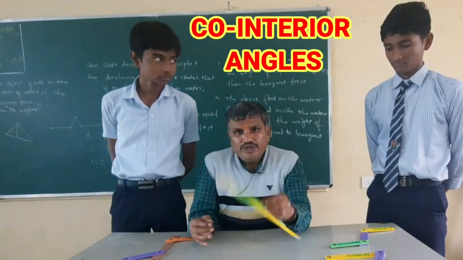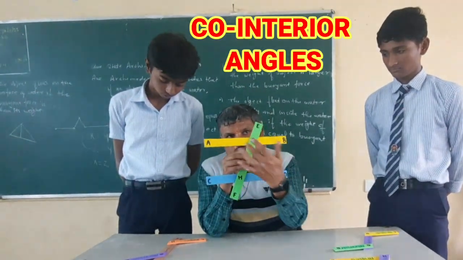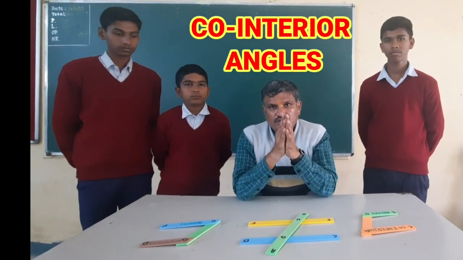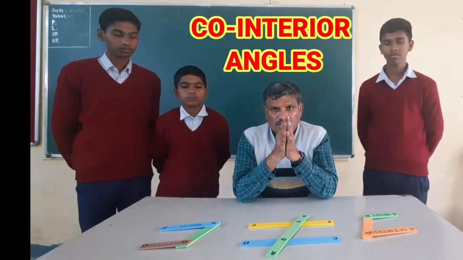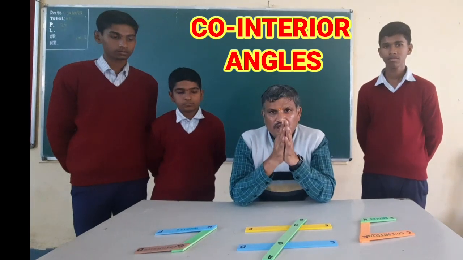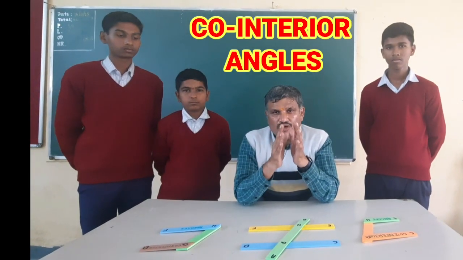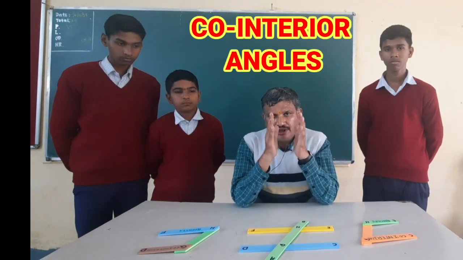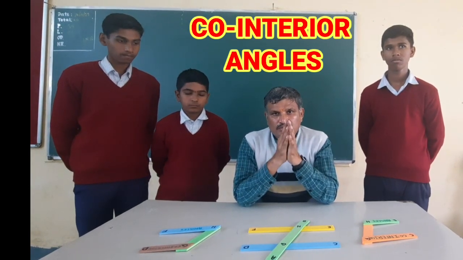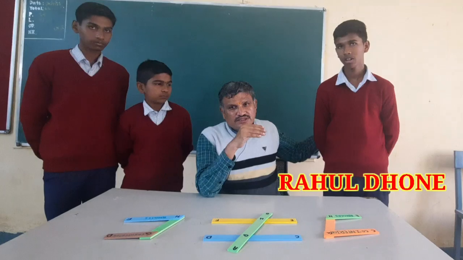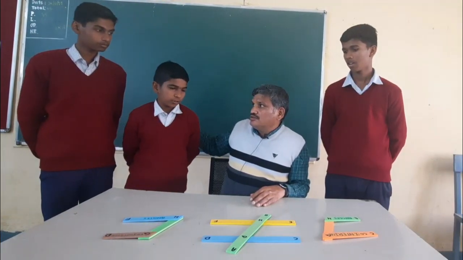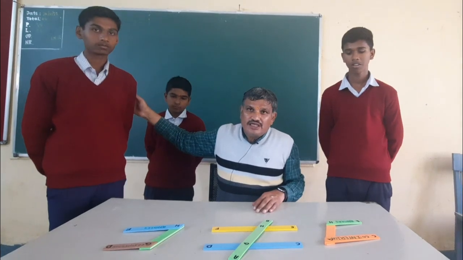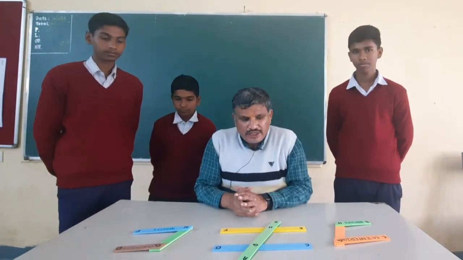When two parallel lines are intersected by a transversal, we also get co-interior angles, which are called angles on the same side of the transversal. Now, in this video, my students Rahul Dole of class 9 standard, Veda Bodke of class 9 standard, and Yash Chaudhary of class 9 standard show you the co-interior angles.